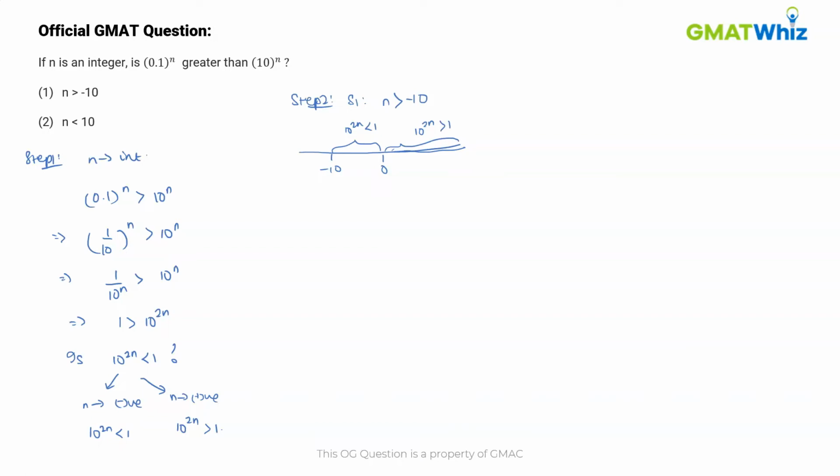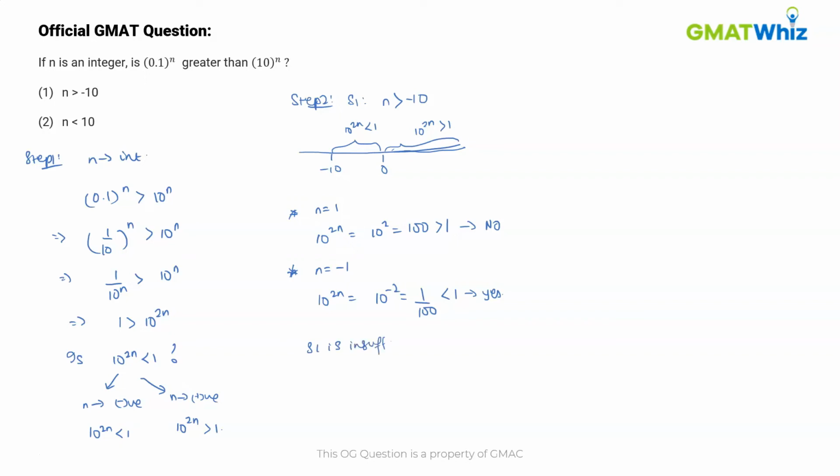To understand this better, let's take an example where n is equal to 1. Then the value of 10 to the power 2n will be equal to 10 squared, which is 100. Now this is greater than 1. But when we take the value of n as minus 1, 10 to the power 2n will be equal to 10 to the power minus 2, which is equal to 1 by 100, and the value of 1 by 100 is less than 1. So the answer to the question would be no from here, and from here the answer to the question would be yes. Since we are getting two contradictory answers, we can conclude that statement 1 is insufficient.